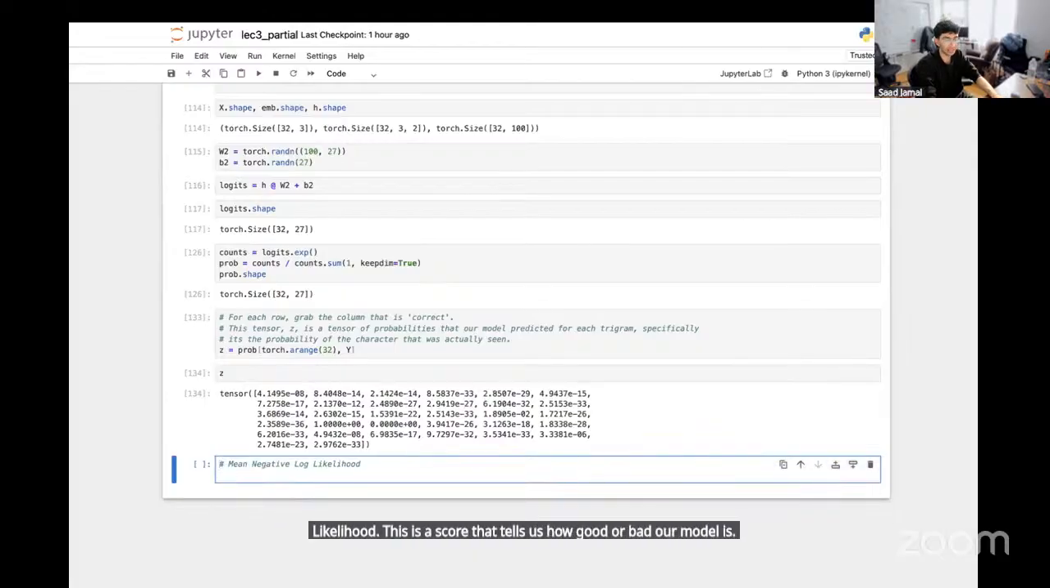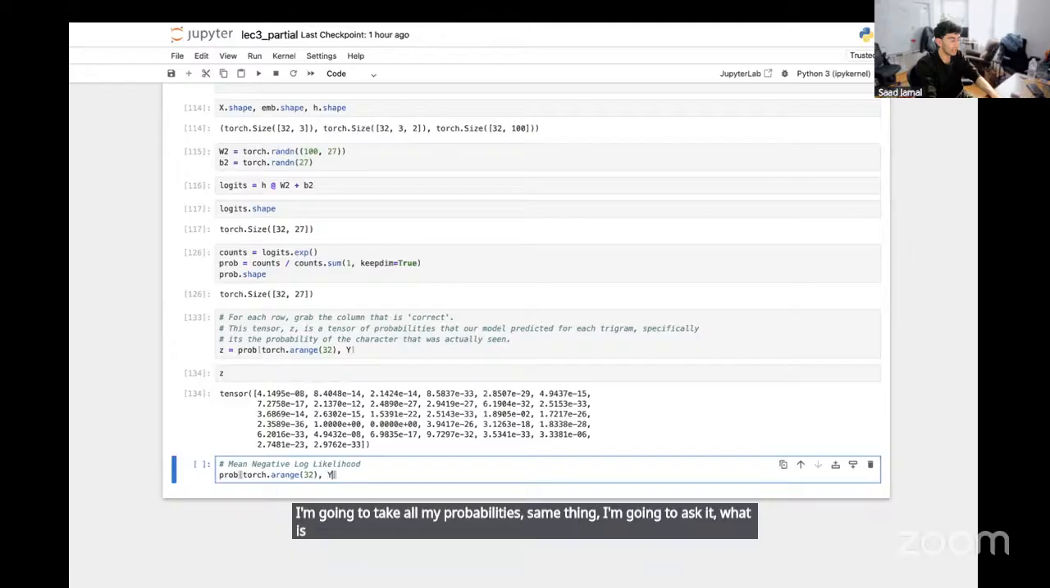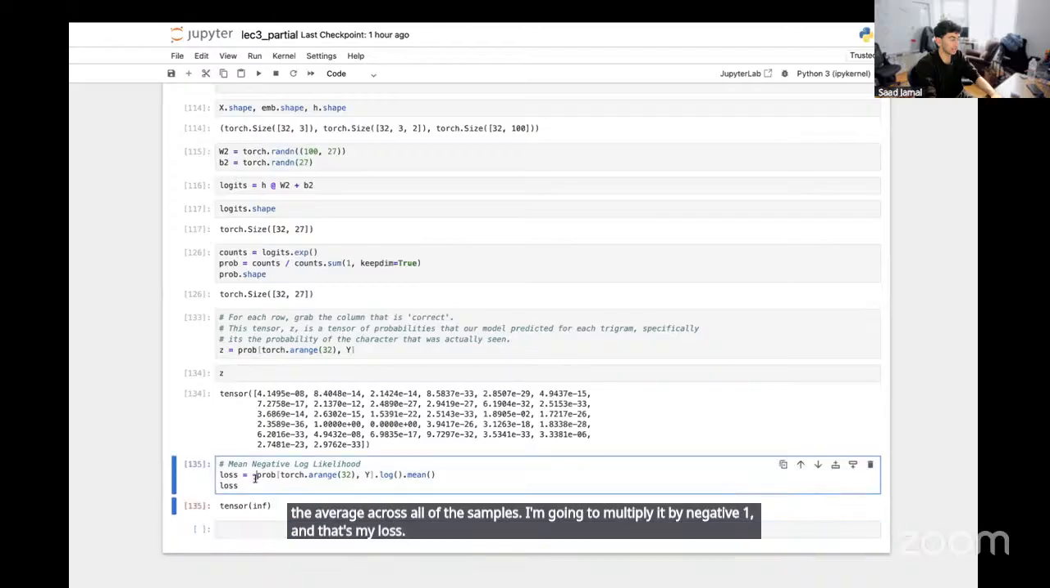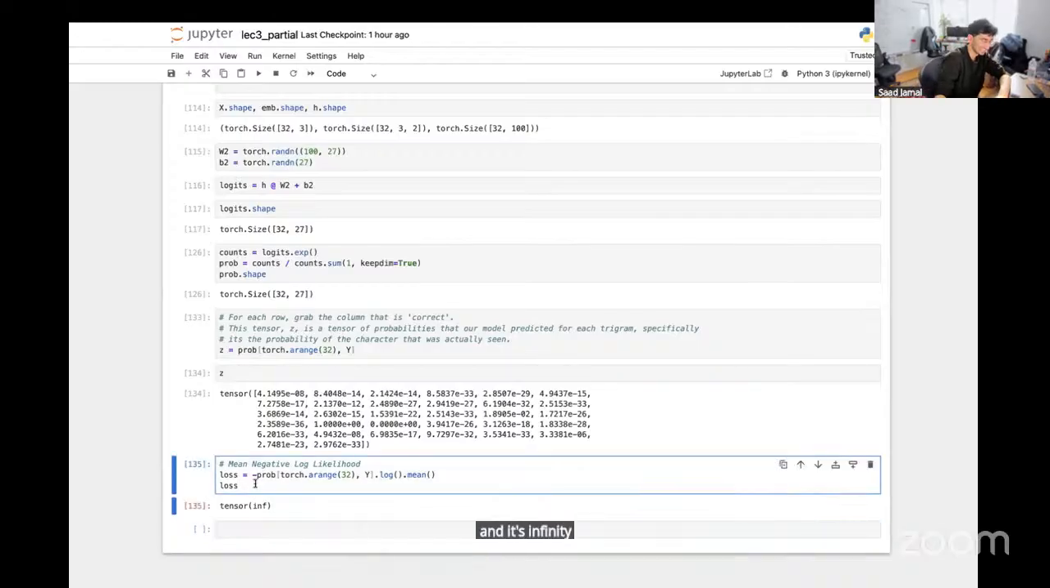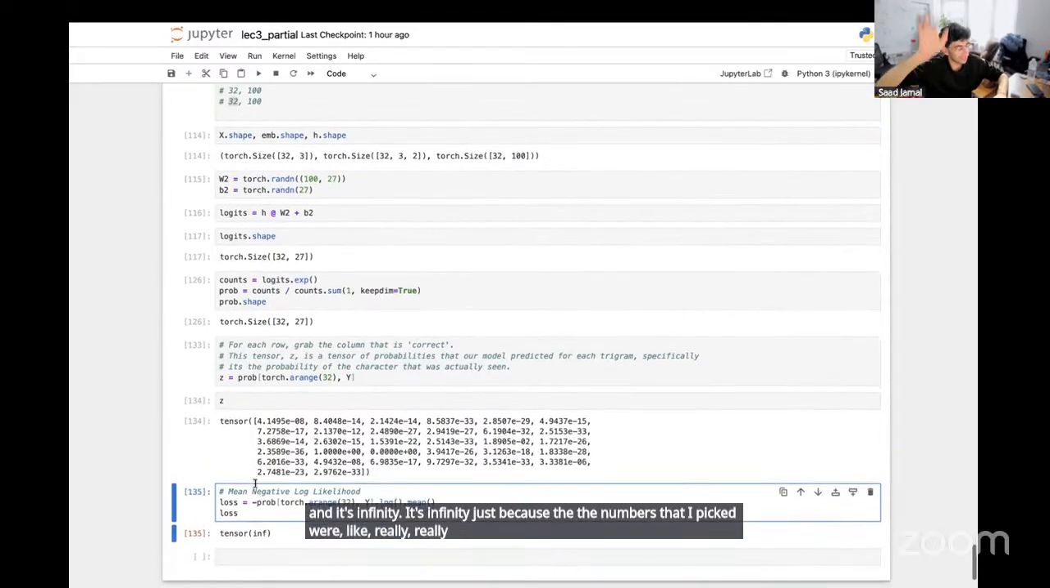So let's calculate that. I'm going to take all my probabilities, same thing. I'm going to ask it, what is the probability of the actual correct answer? I'm going to log it. I'm going to do the average across all of the samples. I'm going to multiply it by -1, and that's my loss. And it's infinity. It's infinity just because the numbers that I picked were really, really unstable. I'll fix this later, right?